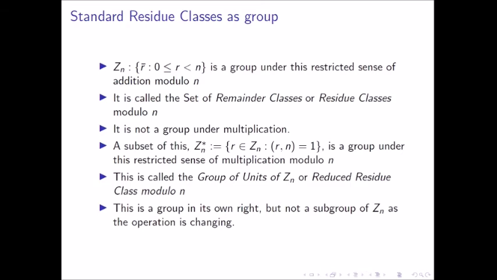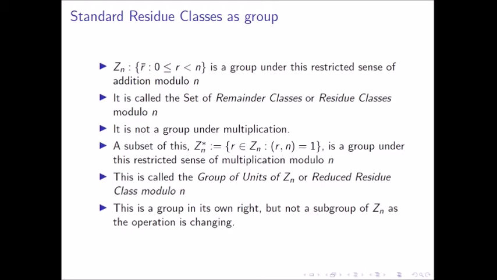Also, a subset of this set Zn, called Zn star, defined as the set of units, is the set of all r such that (r, n) is equal to 1. So this is actually a group modulo n. This is what was a part of the assignment and was also indicated in the last class. This is called the group of units of Zn or reduced residue class modulo n. This is a group in its own right?